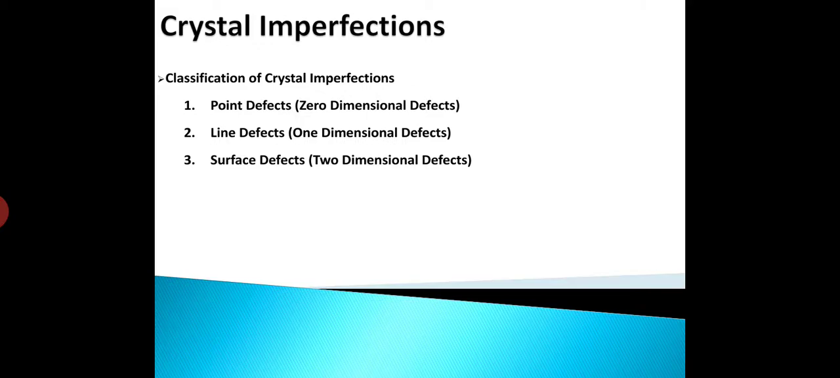In the classification of crystal imperfections, there are three types of crystal defects. First, the point defect, which is also called a zero-dimensional defect. This defect mainly occurs due to an imperfect arrangement of atoms in crystallization. Second, the line defect, also called a one-dimensional defect, is due to linear dislocation. Third, the surface defect, also called a two-dimensional defect, mainly occurs on the surface of materials.